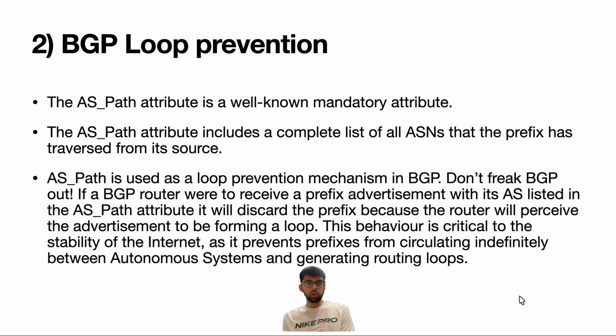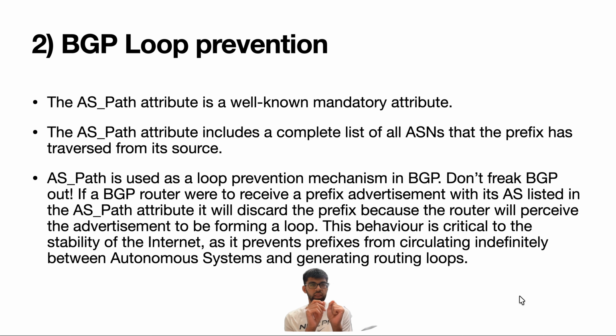Let's look at BGP loop prevention now. We've just looked at ASNs. Now, in BGP, we've got something called an AS path attribute. It's a well-known mandatory attribute, and I'm going to discuss what these terms mean.